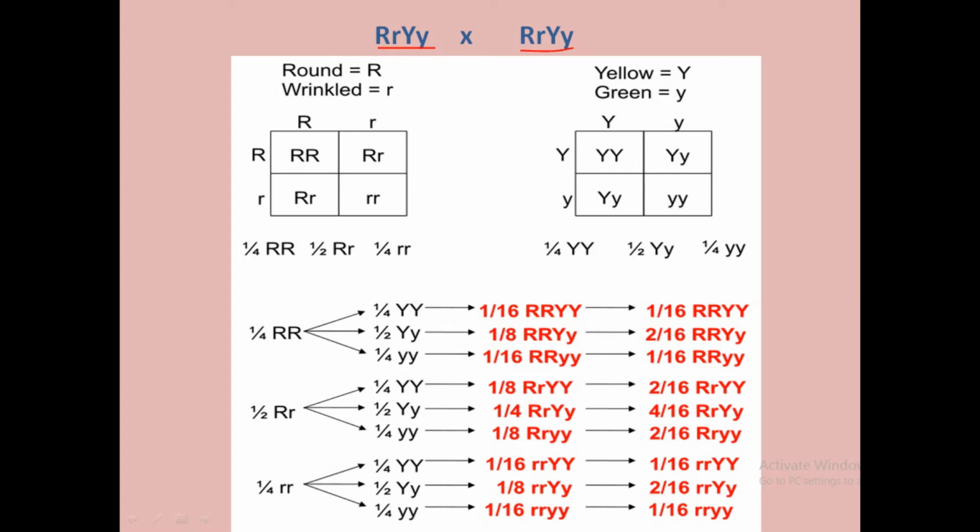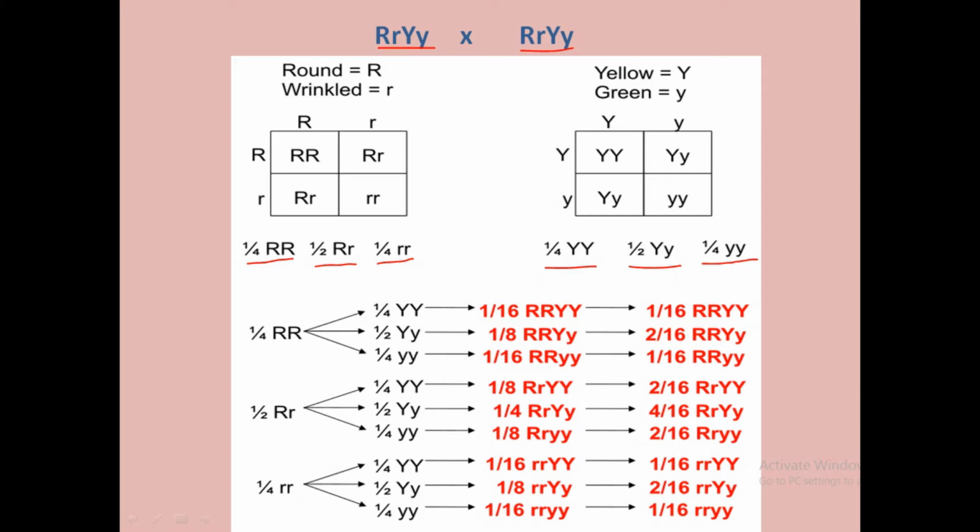So now we have to cross between these two. We will make the Punnett square of capital R small r by capital R small r. We'll take this and we will get the probabilities 1 by 4 capital R capital R, 1 by 2 capital R small r, and 1 by 4 small r small r. And here also the same: 1 by 4 capital Y, 1 by 2 capital Y small y, and 1 by 4 small y.